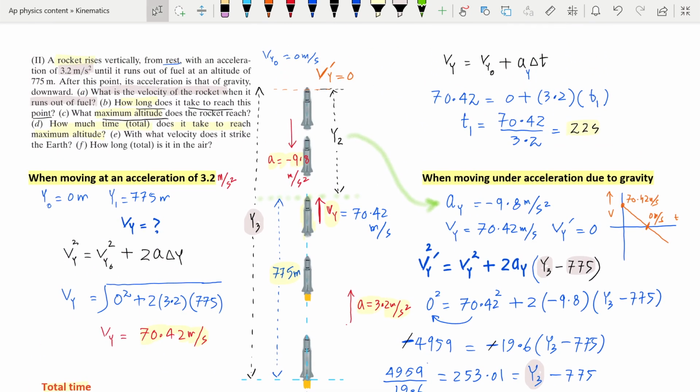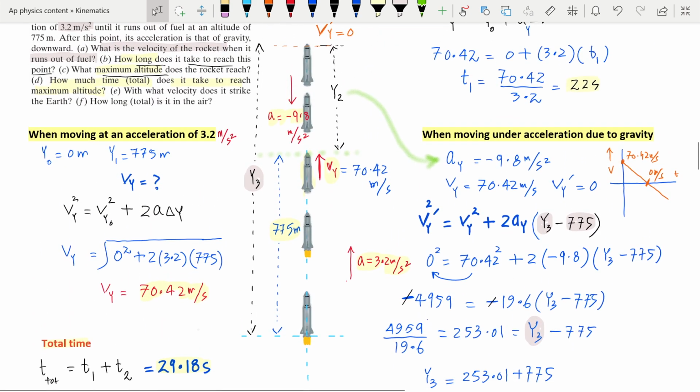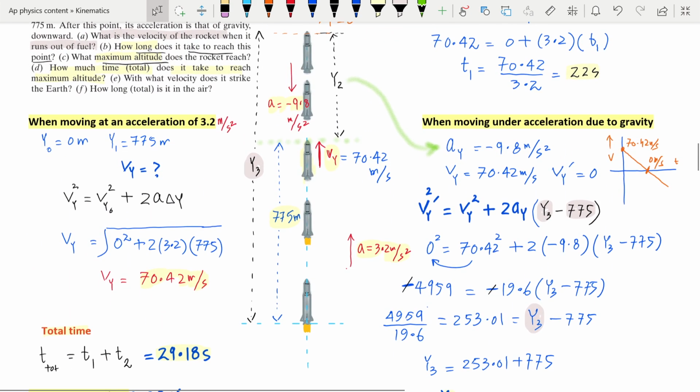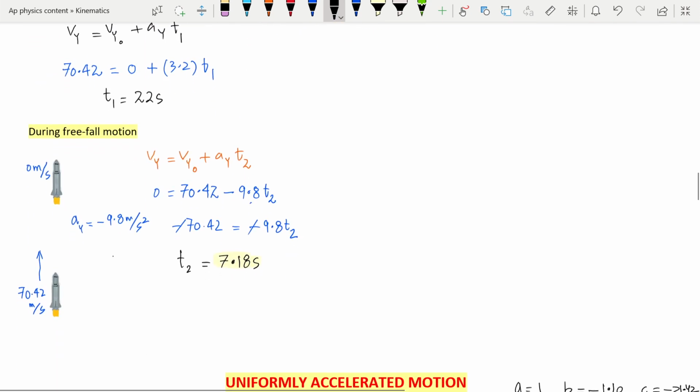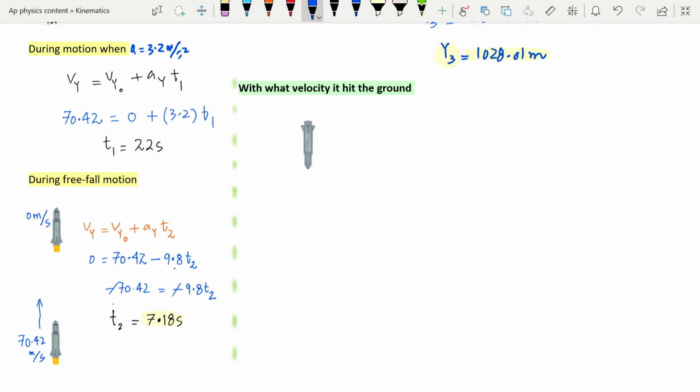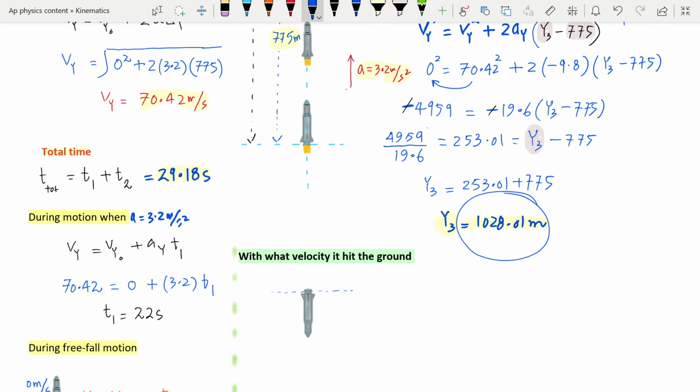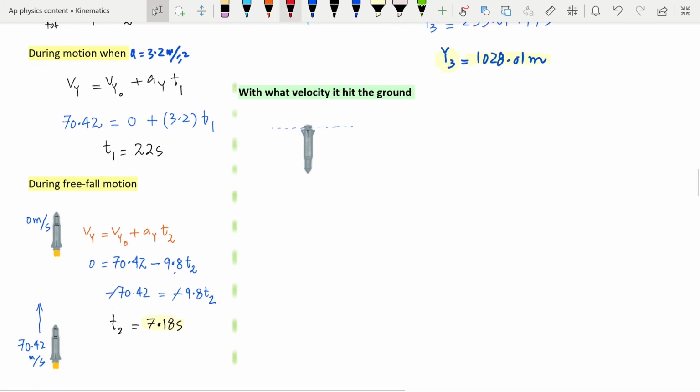But how much time it will take to come down, for this you have to calculate again, but that is not asked here. Now our next question: with what velocity does it strike the earth, and how long was it in air? So now there are two more questions. To calculate with what velocity it hits the ground, right now it is at its maximum height. You remember how much that was? It was 1028 meter. Now we will consider this as the starting point of the fall.